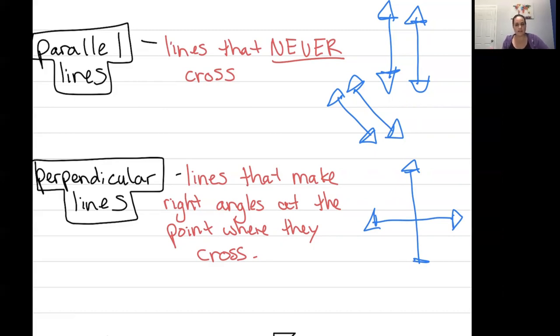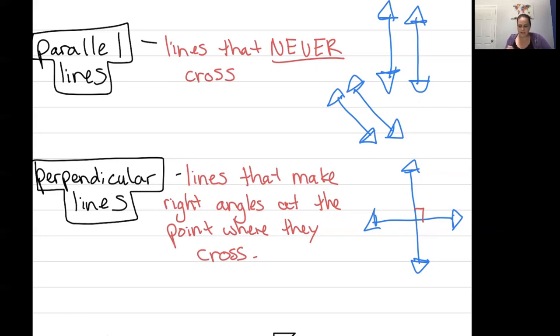But the way to show that to somebody, if you want them to know it's perpendicular, or for someone else to tell you they're perpendicular, is you'll see our right angle symbol in the corner of one of the angles, or it might be in all of them. But most of the time it'll be in just one of them to show you that, hey, I meant for that to be a right angle, which means that these are perpendicular.